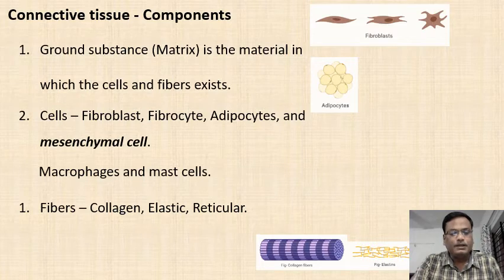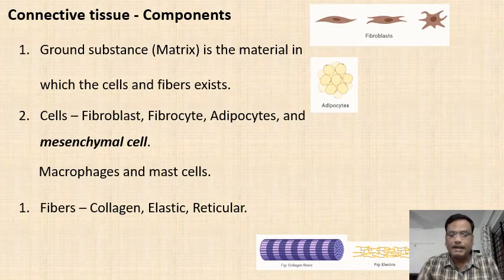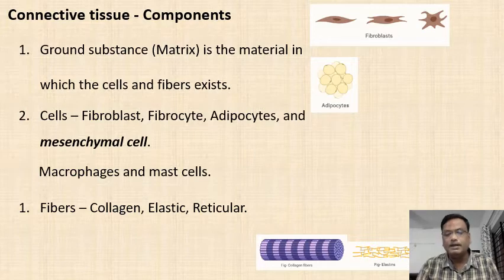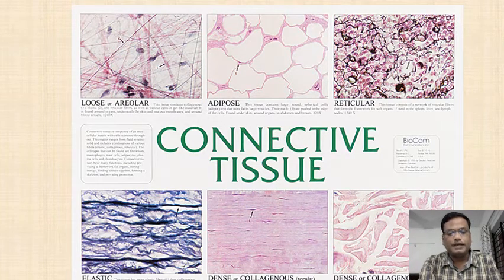Now the fibers. As far as fibers are concerned, they are polymers of some protein molecules, and we mainly identify three kinds of fibers in the connective tissue, that is collagen fibers, elastic fibers, and reticular fibers. Here, these diagrams just show you how they appear under the microscope.